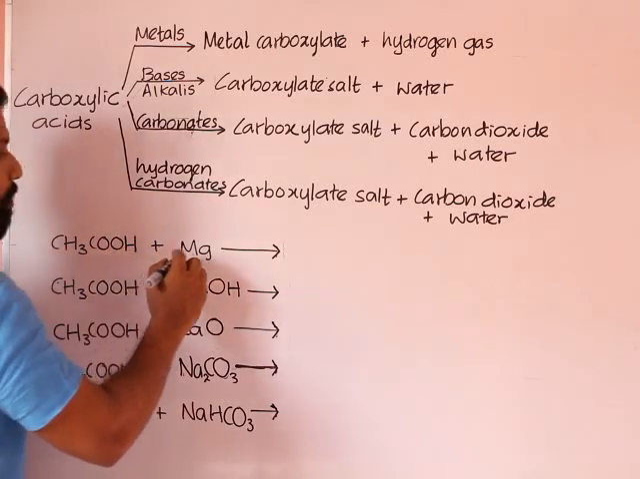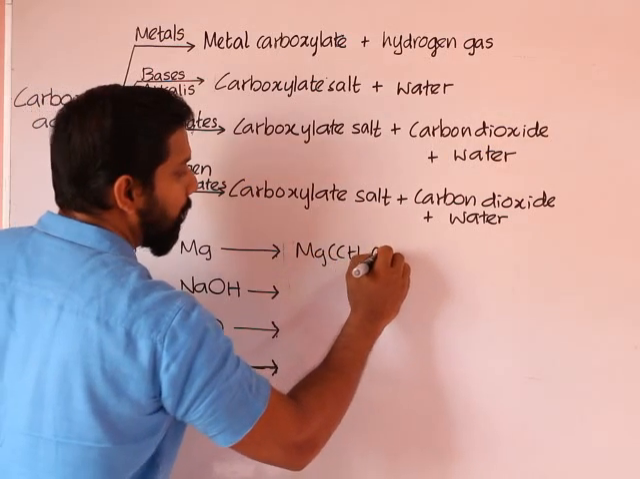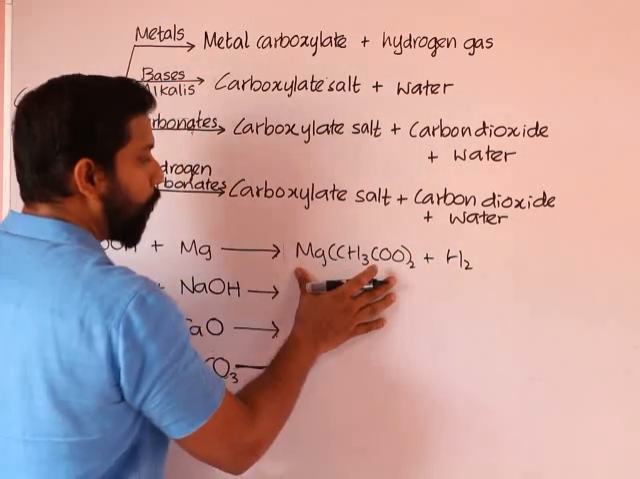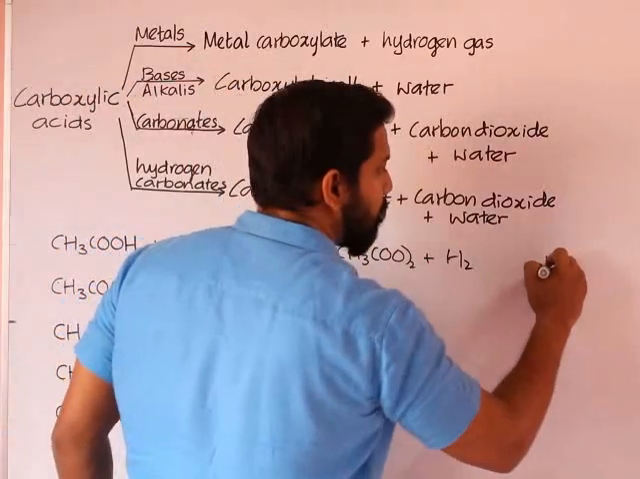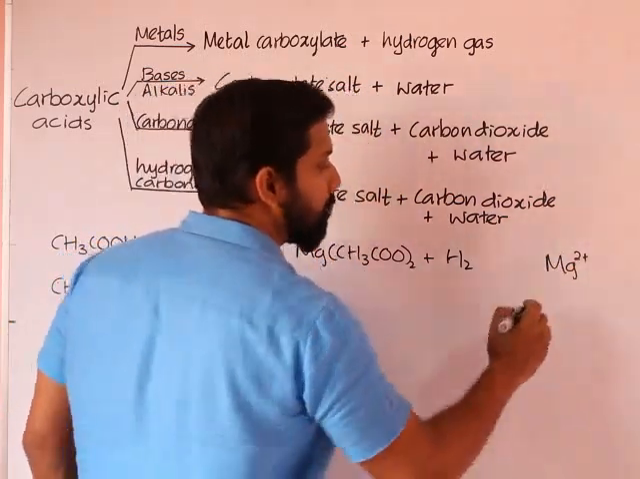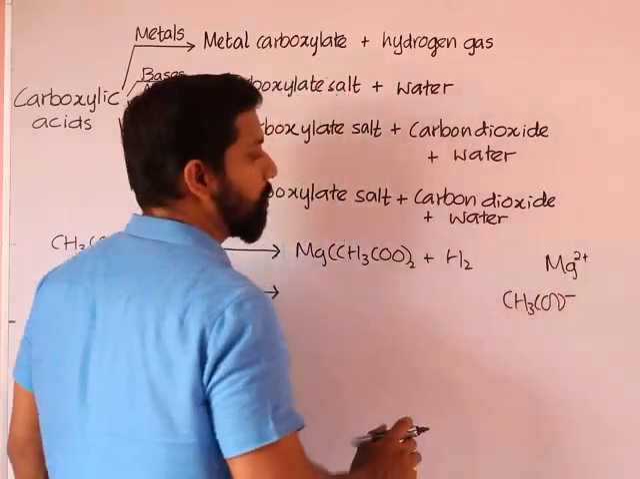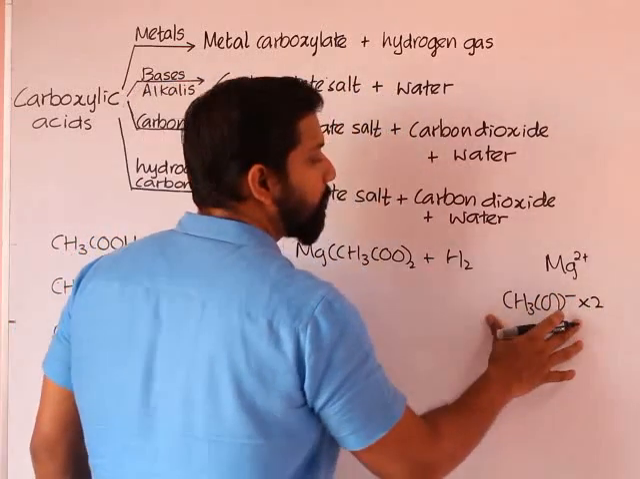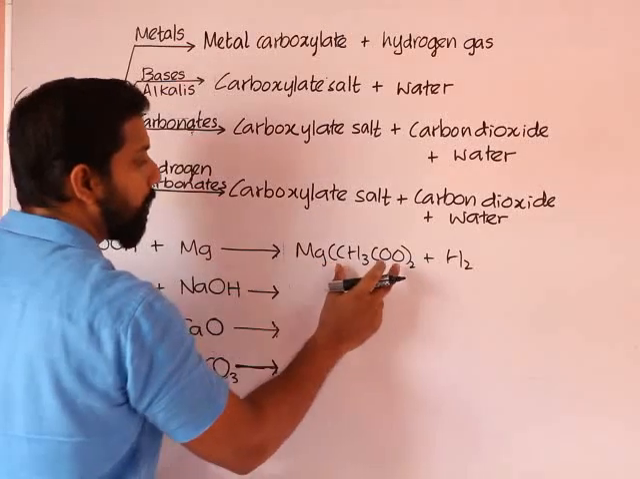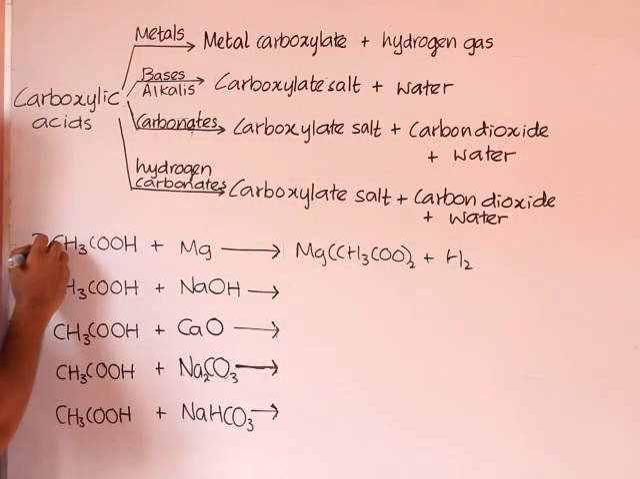Ethanoic acid reacts with magnesium to produce magnesium ethanoate and hydrogen gas. How do you write the formula of magnesium ethanoate? Magnesium is a positively charged ion. It has 2 plus charge. Ethanoate is a negatively charged ion with minus 1 charge. So you need 2 of these ions to neutralize the charge of magnesium ion. As a result, 1 magnesium should be written with 2 ethanoate ions. In order to balance the equation, we have put 2 in front of ethanoic acid.